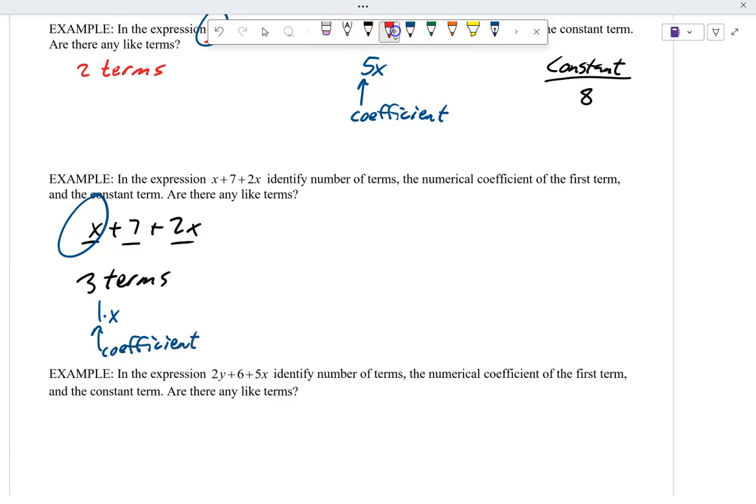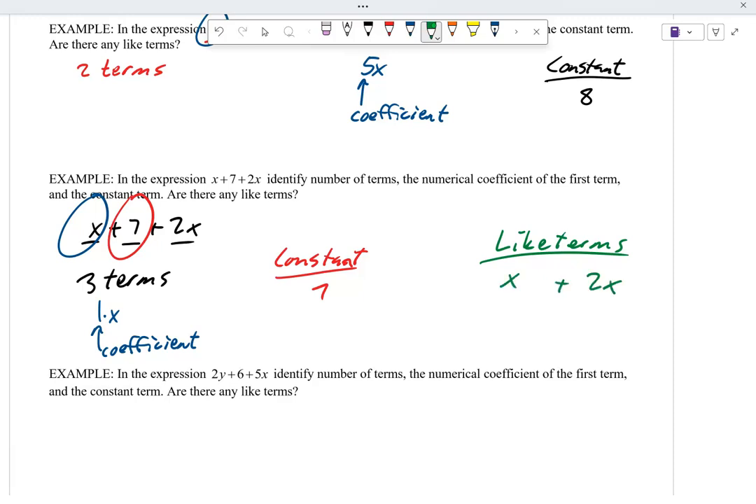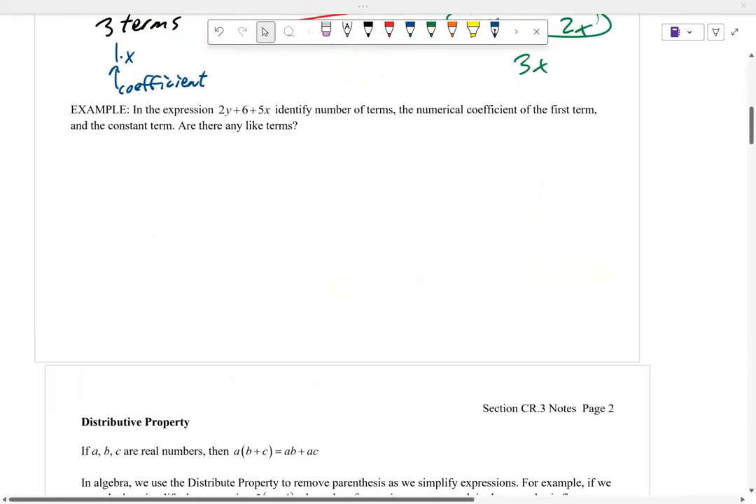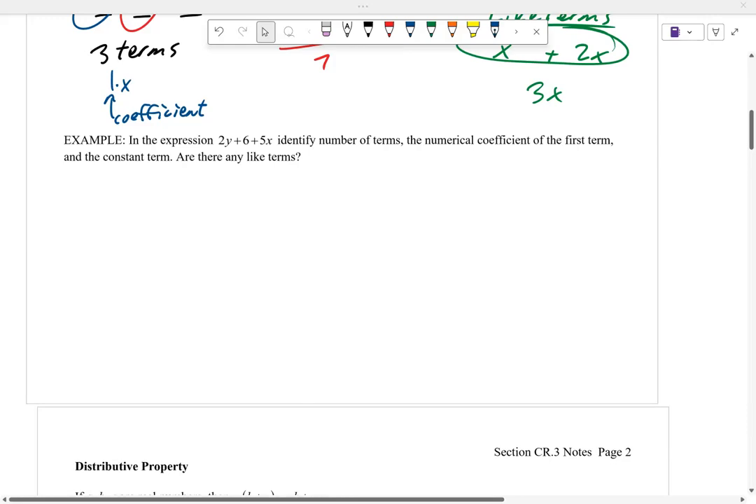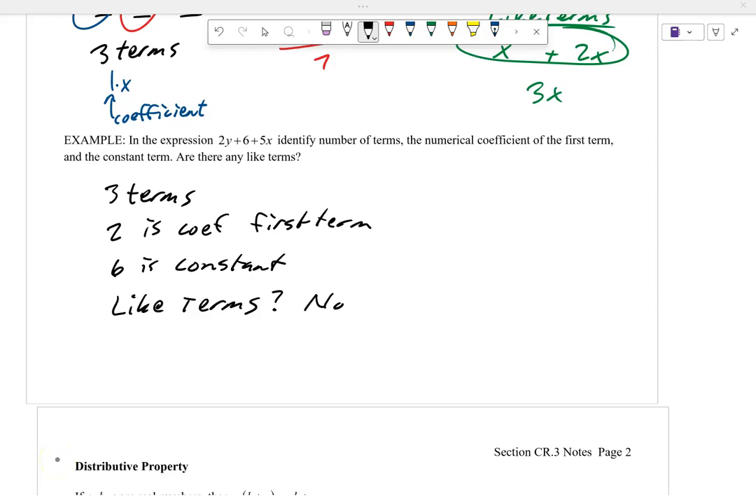And what's our constant term? Yeah, constant is 7 right there. And lastly, is there any like terms? Sure, the x and the 2x are like terms, so we could combine that, right? 1x plus 2x would be 3x. It's not asking us to combine them, but those are the like terms there. I'm going to have you guys do this last one. I'm going to make that a you try it problem. If you want to pause the video, you should see that as your solution to that you try it problem.